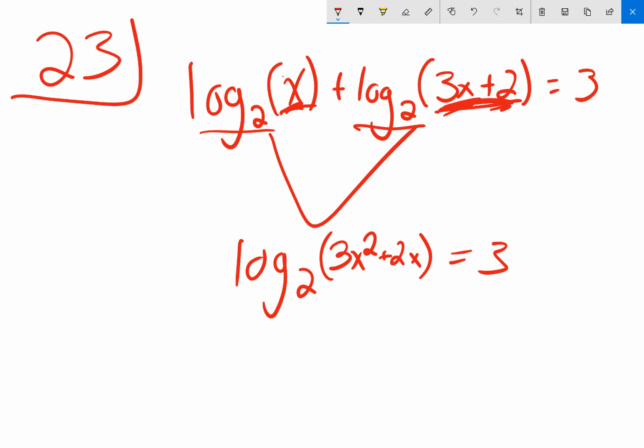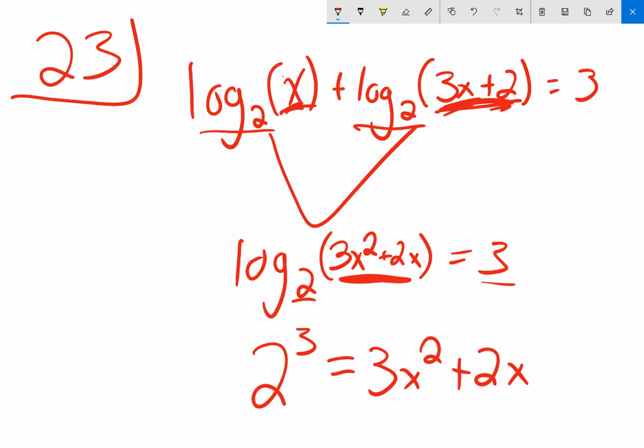Now, this is very similar to number 19. I have a regular logarithm, just one plain logarithm. What I'm going to do now is I need to convert this into an exponential equation. So if I convert this into an exponential equation, I'll have 2 as the base of the exponent. 3 will be the exponent, so it would be 2 to the third power, equal to this main part of the log, which is 3x squared plus 2x. Now, 2 to the third power is 8, so it's really 8 equal to 3x squared plus 2x. Now, I'm going to erase this so I have more room because I still have to work this out.